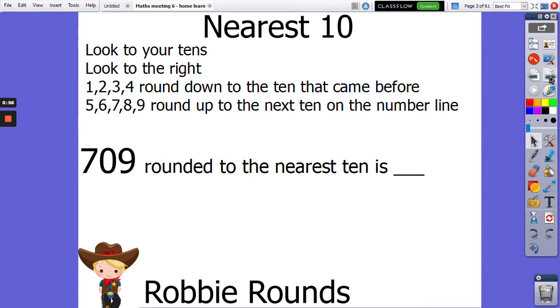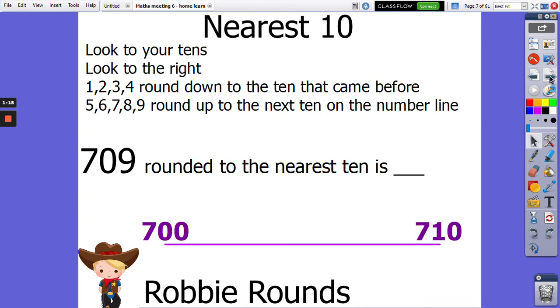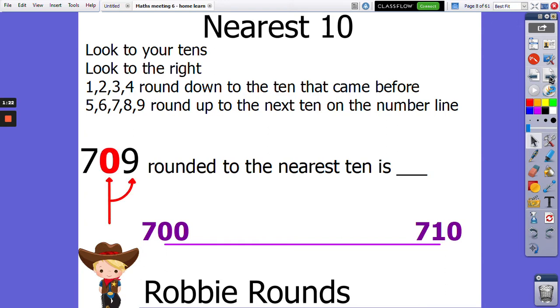Okay, today we're going to round 709 to the nearest 10. I want you to tackle that now. Okay, so let's have a think. 709 to the nearest 10, that means we have to work out what two multiples of 10 it lies between. Well, it lies between 700 and 710. They're the two multiples of 10 it falls between. When we're rounding to the nearest 10, we need to look at the ones column to help us. That's the column on the right. We've got 9 in our ones column, well that tells us that we're going to have to round up.